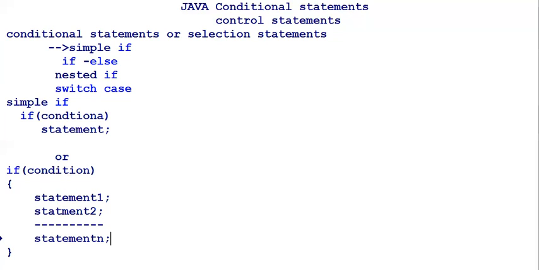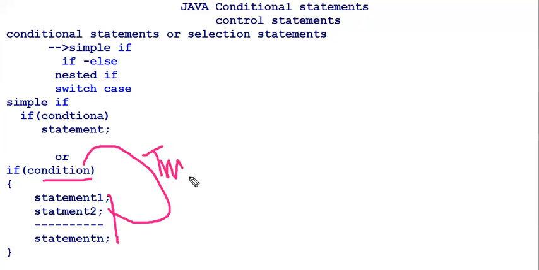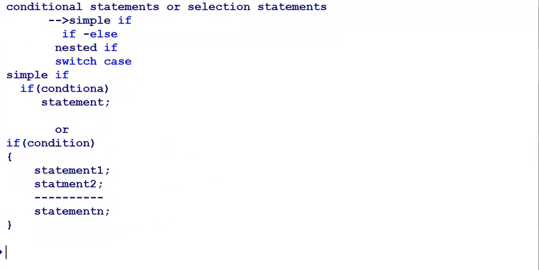When this condition is true, it executes this block of statements, if and only if the condition is true. Otherwise, it does not execute any statements. The simple if does not have an else block; only when the condition is true will it execute the block of statements. Then we go for the other syntaxes. I will give an example of each one in the programming.